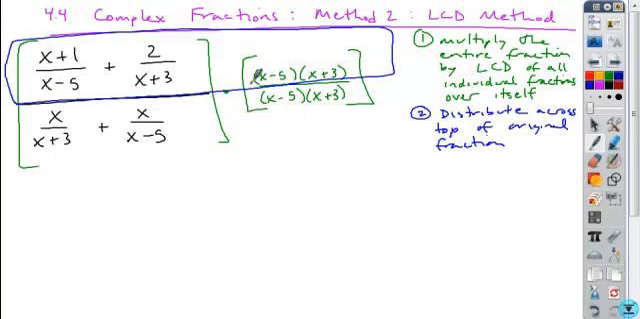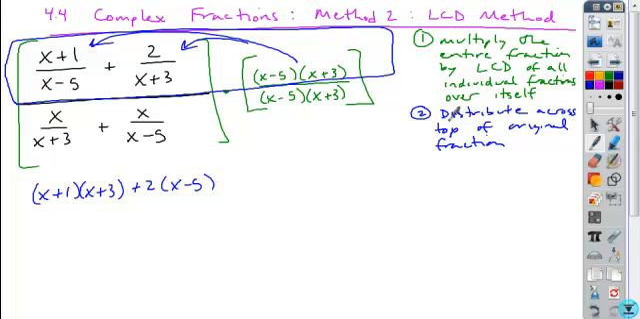numerator up here. So there's my first thing. I'm going to take these LCD factors here, and I'm going to distribute them to the two fractions inside that original fraction. So what happens here is this x minus 5 cancels with this x minus 5, leaving my original x plus 1 times x plus 3. Then I distribute to the second fraction. The x plus 3's cancel. So I get plus 2 times the remaining LCD factor here, x minus 5.